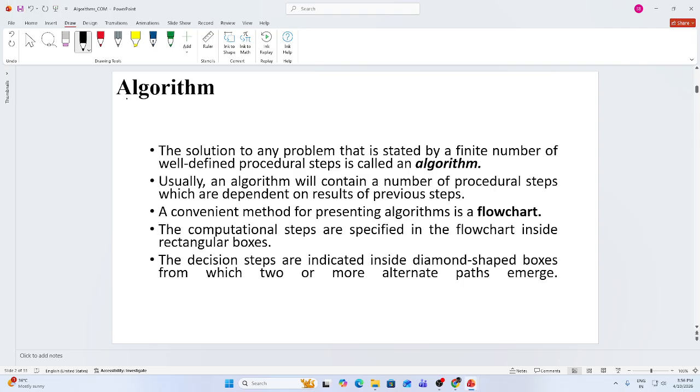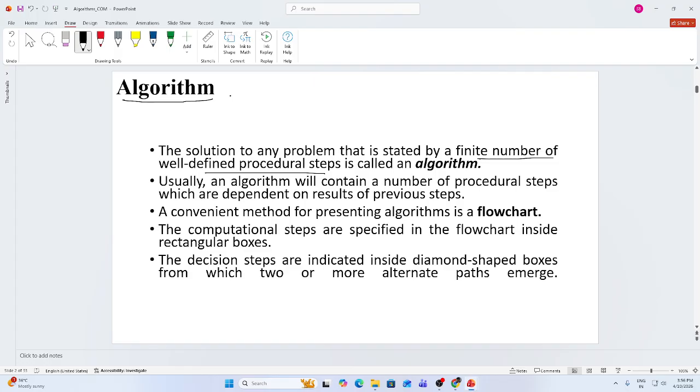So let us see the definition of an algorithm. What is a basic algorithm? The solution to any problem is stated by a finite number of well-defined steps. A finite number of well-defined procedural steps is called an algorithm. Usually an algorithm will contain a number of procedural steps which are dependent on the results of previous ones.